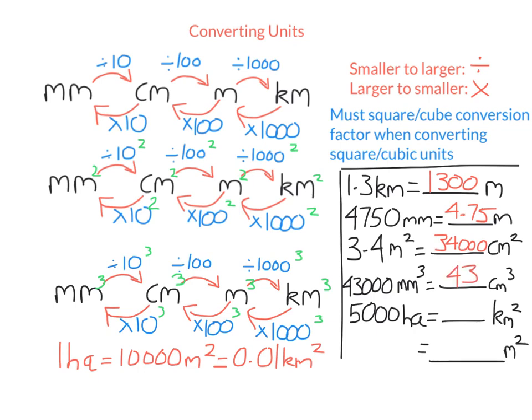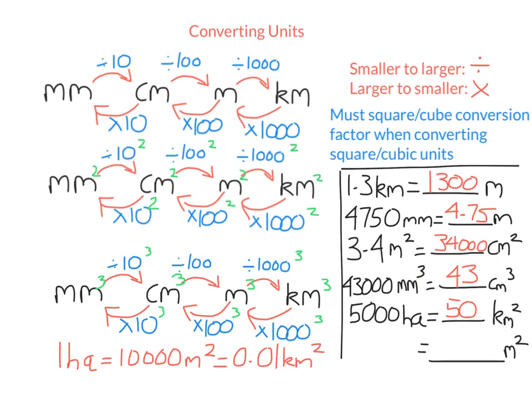So one thing that's not on these charts is hectares. So people always get mixed up with this. 1 hectare is 10,000 meters squared, or 1/100th of a kilometer squared. So if I want to convert 5,000 hectares to kilometers squared, I need to times by 0.01, or in other words, divide by 100, because there are 100 hectares in a kilometre squared. So 5,000 hectares is 50 square kilometres.